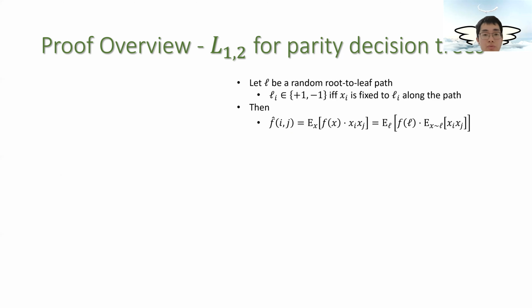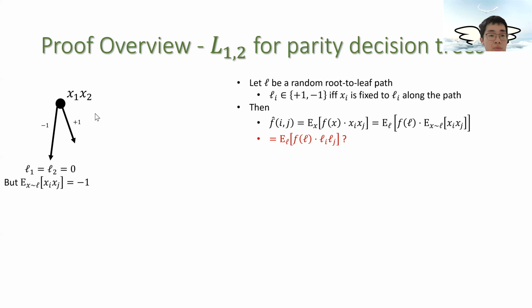Finally, let me sketch the proof for the second level sum for parity decision trees. Still, let L be a random root to leaf path, and Li equals +1 or -1 if and only if xi is fixed to this value along the path. Then we can express f hat ij equals the expectation over x of f(x) times xi xj, which equals the expectation over the path L, f(L) times the expectation over x, conditioning on L, of the product xi xj. And can we hope for replacing the inner expectation by Li Lj here?